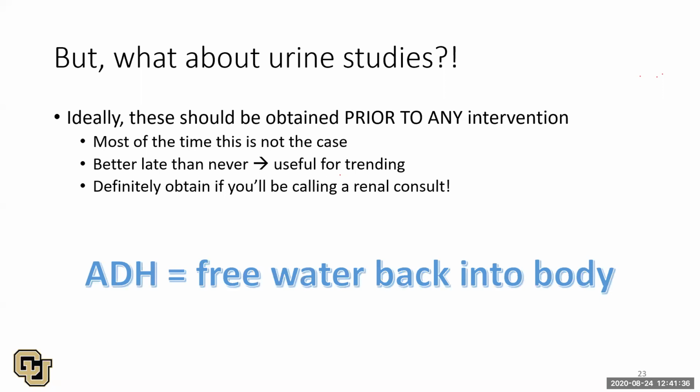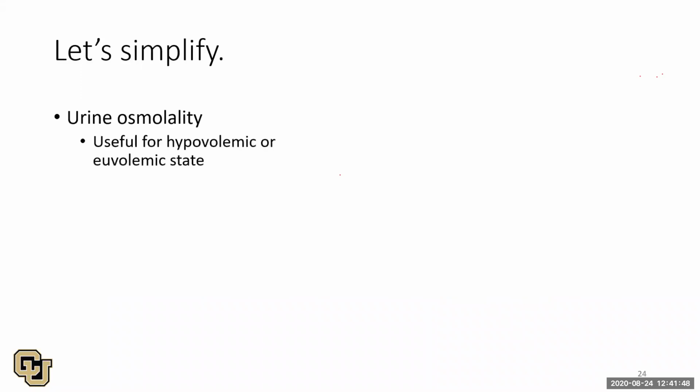And then this concept is going to come up here in a second again. So just remember, ADH is a hormone that causes free water back into the body. It causes free water retention. Okay, so we're going to simplify. So first, let's talk about urine osms. You really only need to look at it if the patient is in a hypovolemic or euvolemic state, or you're confused between the two, because a lot of patients come in, they're kind of dry, but they could be euvolemic, and you just don't know what's going on with their volume status. It's a measure of free water excretion, and it's controlled by ADH and ADH alone.